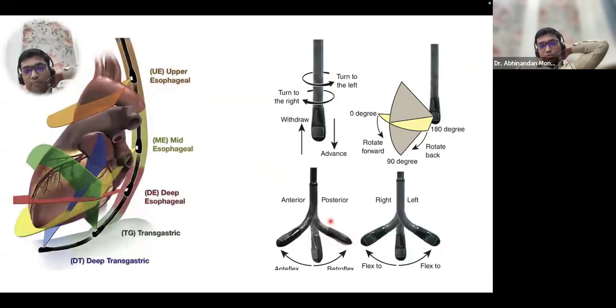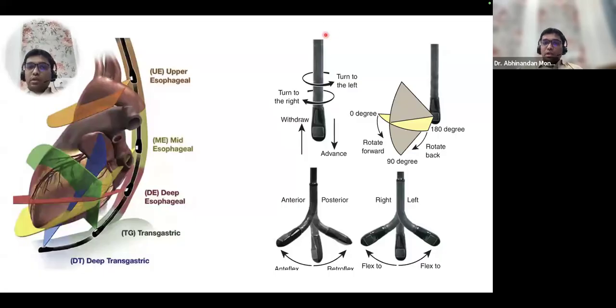Up to the 2013 guideline, there were around four levels of TE imaging: your upper esophageal, mid esophageal, transgastric, and deep transgastric. But in 2021, in light of recent advances in structural heart intervention, deep esophageal was added in between mid esophageal and transgastric. These are the possible movements of the probe, and all of them are necessary for image formation and visualization of all the structures.